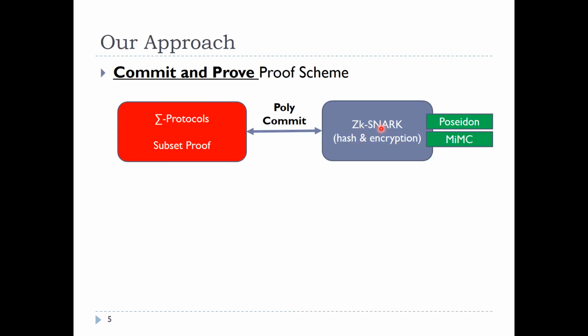So in this work, we are taking a commit-and-prove scheme. Basically, we are designing and implementing a hybrid prover system. For the hash and encryption operations that we need to model, we take advantage of zkSNARK and arithmetic circuits. But for handling the machine semantics of the Aho-Corasick automaton, we use a zero-knowledge subset proof. And then we use polynomial commitments to connect the two prover components.